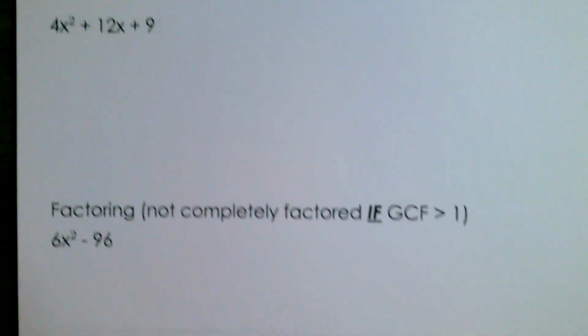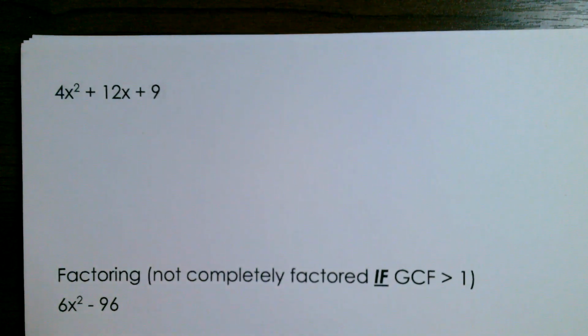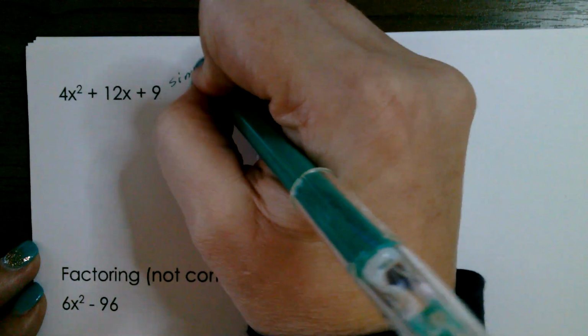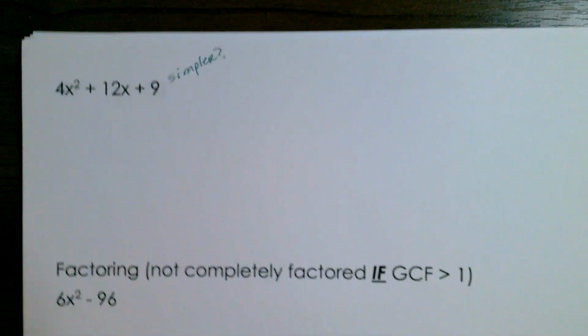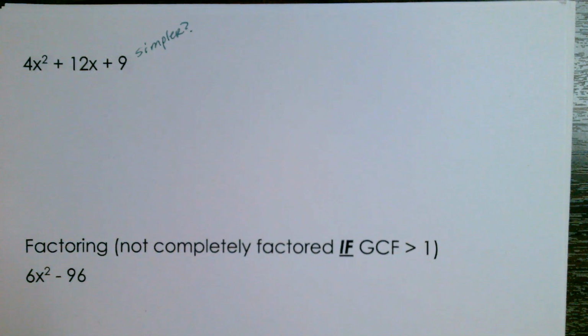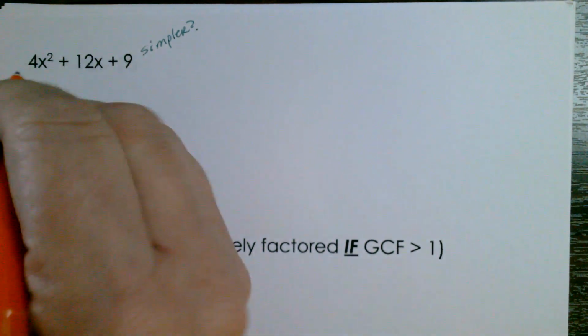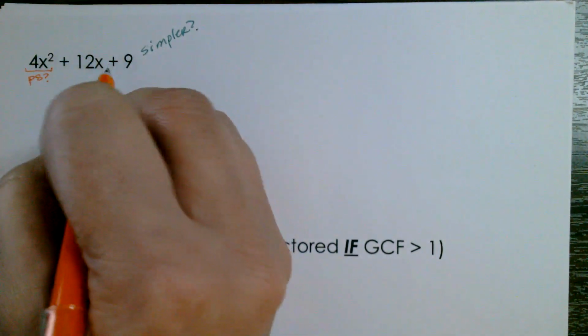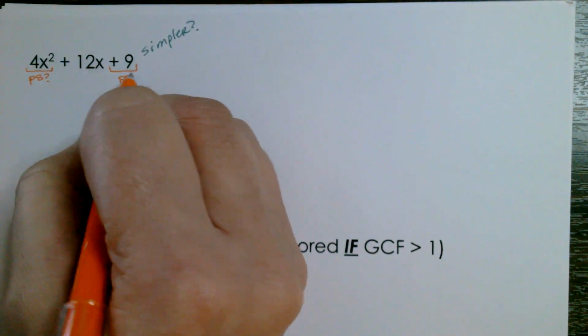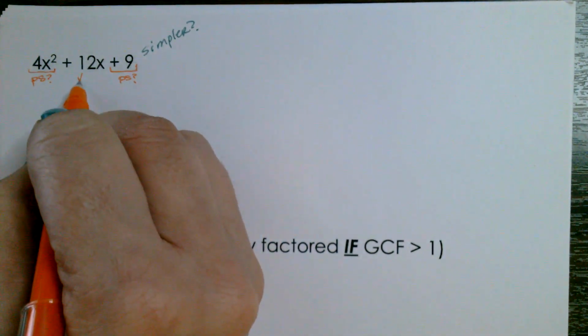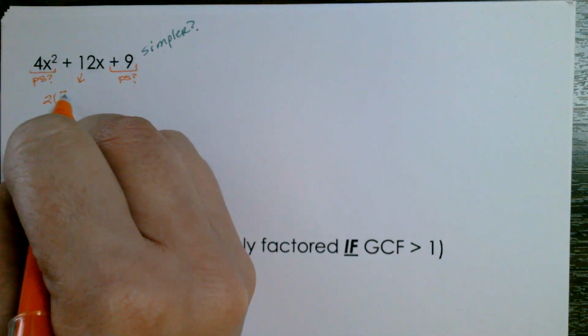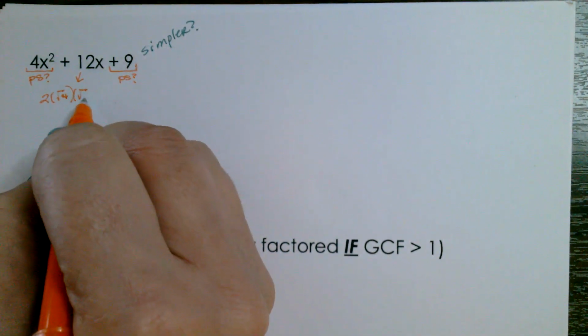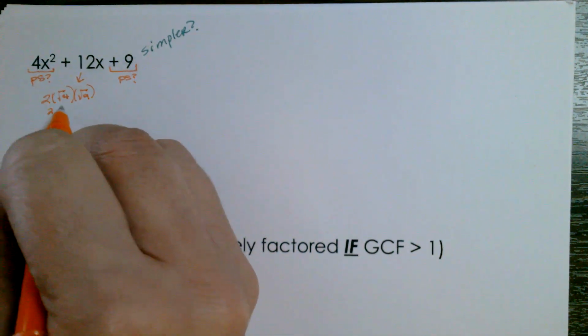Let's look at this one. What is the first question you're asking yourself out loud? Hopefully you wonder if I can make it simpler. Is there a greatest common factor between 4, 12, and 9? Not that I can think of. You can, if you want, ask, is that a perfect square? Yes. Is this a perfect square? Yes. Is 12 2 times the square root of 4 times the square root of 9? 2 times 2 times 3.